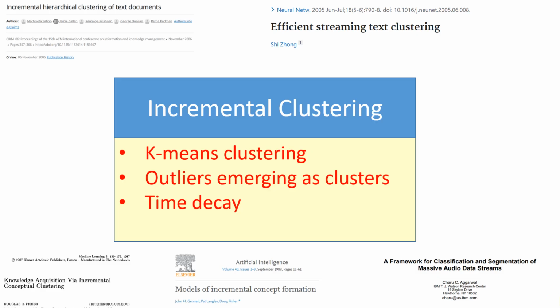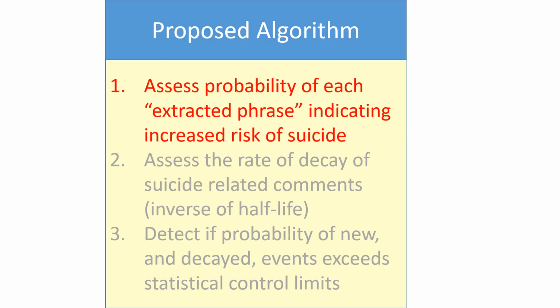There are a number of studies done since the 1960s all the way till 2005 and 2010. So the algorithm that we propose is based on 3 steps. One, to assess the probability of each extracted phrase indicating the risk of suicide.